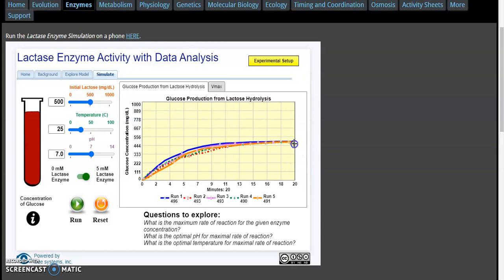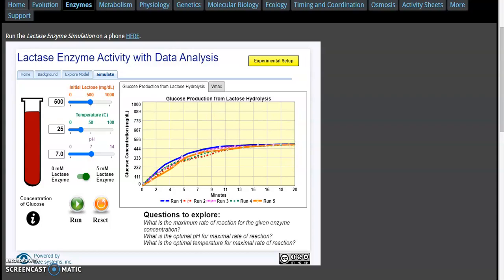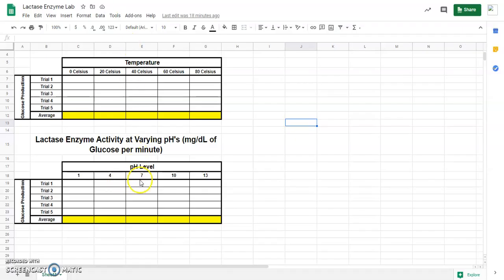Trial 2, trial 3, trial 4, and trial 5. So let's see. All right, so after 20 minutes at a pH of 7, trial 1 produced 496 glucose. Trial 2, 493. Trial 3, 493. Trial 4, 490. Trial 5, 491. So you're going to put those numbers in here at a pH of 7, 1, 2, 3, 4, 5, those numbers, and average it out here.